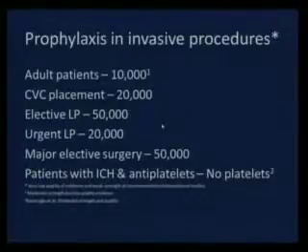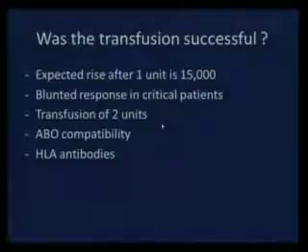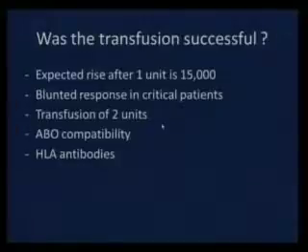All right. So I think I may have done it a little quickly. Now, one more slide left here. Was the transfusion successful here? Expected rise, like I mentioned in the beginning, should be about 15,000. But here is a patient who is very sick, whose normal homeostasis has been completely disturbed. Can we expect in such a patient that if we give platelets, it will rise by 15,000?